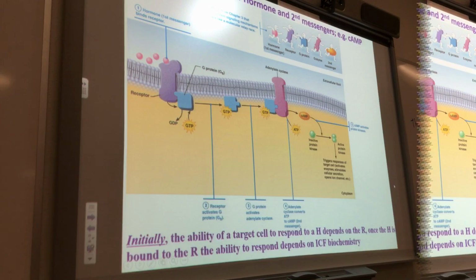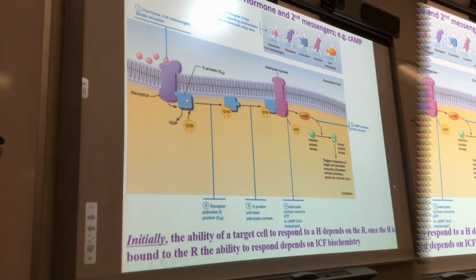Now, here's the G protein coupled receptor pathway. This is in your book. So here's the plasma membrane, phospholipid bilayer. Here's the receptor, this big purple thing sticking in the membrane. Here's the G protein. So the hormone is the first messenger, binds to the receptor, the G protein coupled receptor. That activates this protein called a G protein.